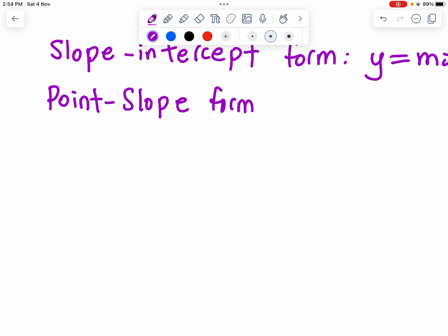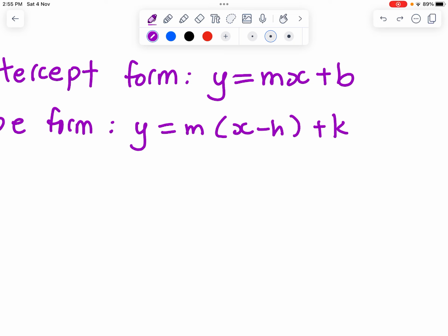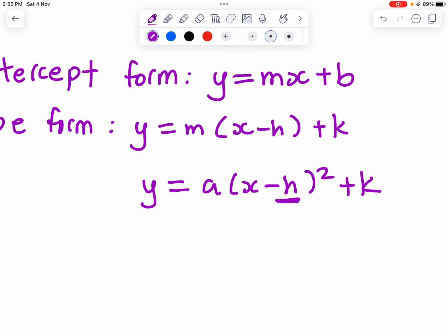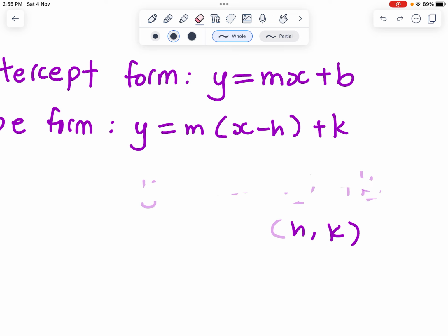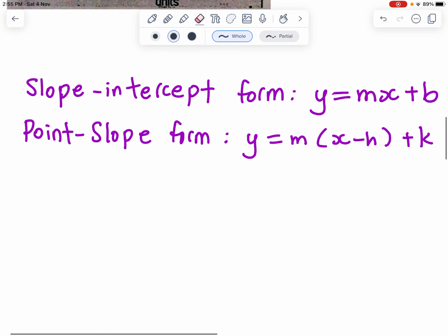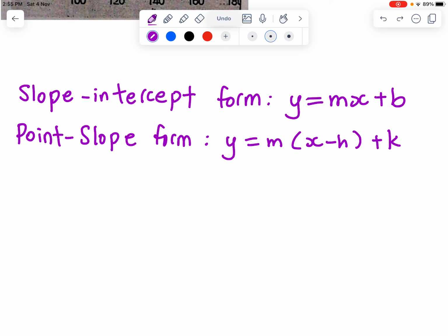For those of you who don't know what that is, some of you may know that this kind of looks like the vertex form of the quadratics. Remember, vertex form in quadratics is y equals a(x minus h) squared plus k, where the vertex is h comma k. The h represents the horizontal translation, and the k represents the vertical translation. The same thing applies to the point slope form here. The h is a point and the k is the point.